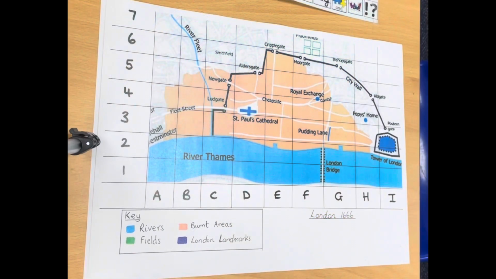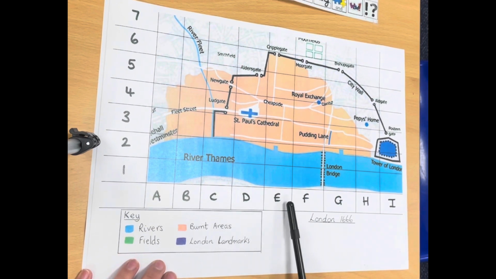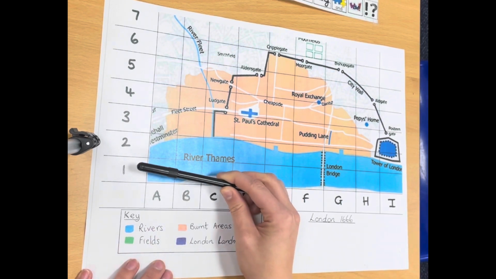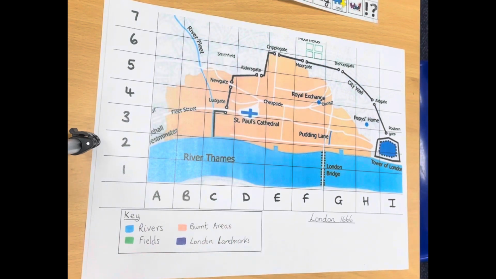Here is a map of an area that was burnt by the Great Fire of London, and on the map we've got some coordinates. Across the bottom, the coordinates are A, B, C, D, E, F, G, H, I. And up the side, our coordinates are 1, 2, 3, 4, 5, 6, 7. Coordinates help us read a map. So today we're going to be using coordinates to find out and answer different questions about the Great Fire of London. On a map, we have a key.